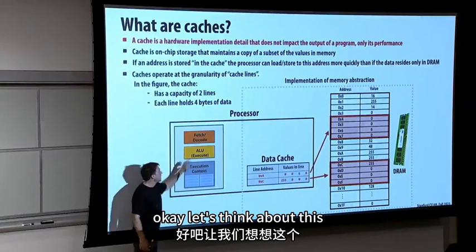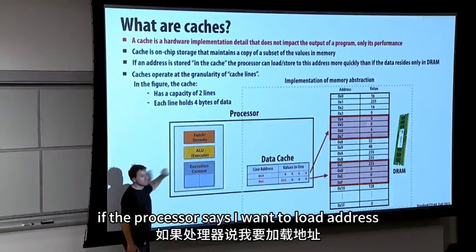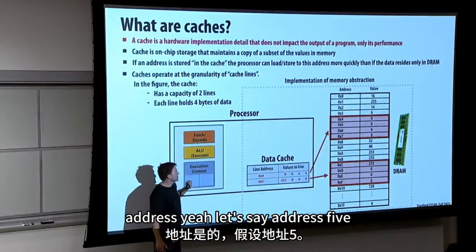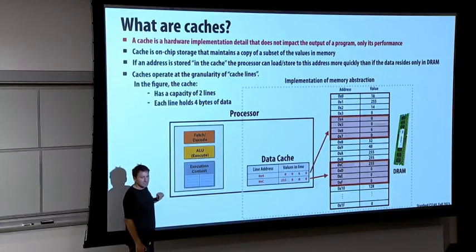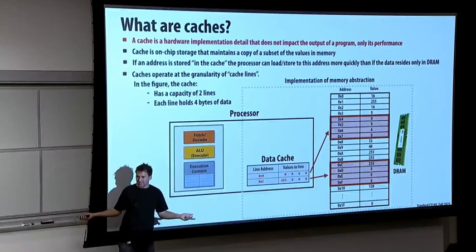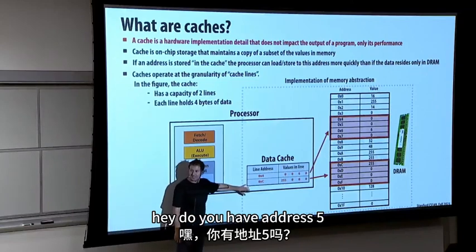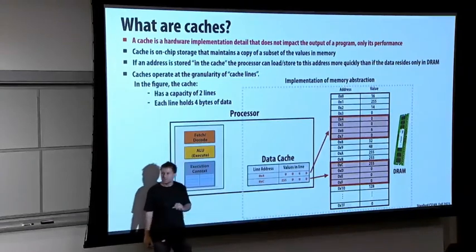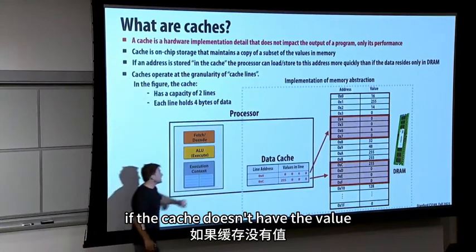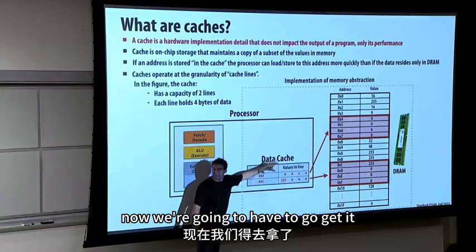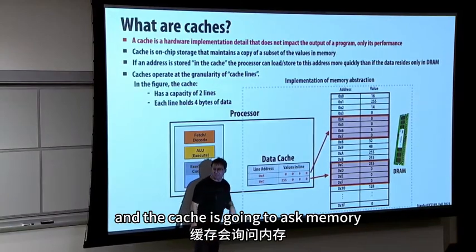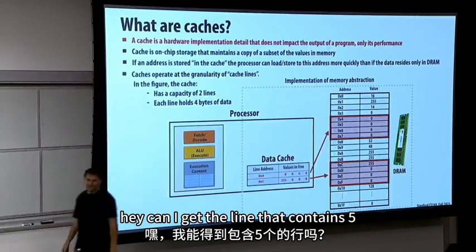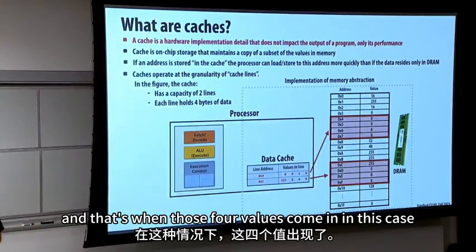Okay, here let's think about this. Let's say the processor says, I want to load address 5. Conceptually, it's asking memory, please give me the value at address 5. But what it's first going to do is ask the cache, hey, do you have address 5? And the cache is going to go, yeah, I do actually, it has value 0. If the cache doesn't have the value, now we're going to have to go get it. Then the cache is going to ask memory, hey, can I get the line that contains 5? And that's when those 4 values come in.